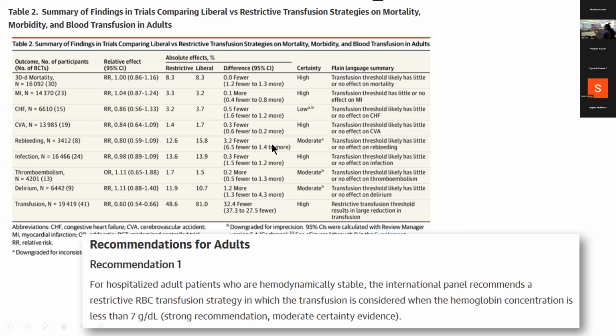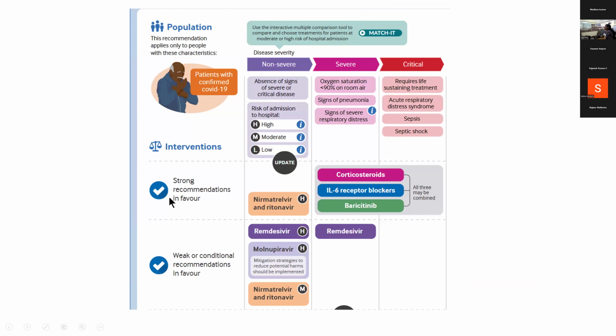So then the next step is they looked at the population outcome, and they have made the strategy saying you only transfuse blood if it's less than 7 grams per deciliter. So this is an example of how you also look at the population outcome. Another important example of population outcome was remdesivir. The COVID WHO guidelines had given a weak or conditional recommendation in favor of remdesivir.